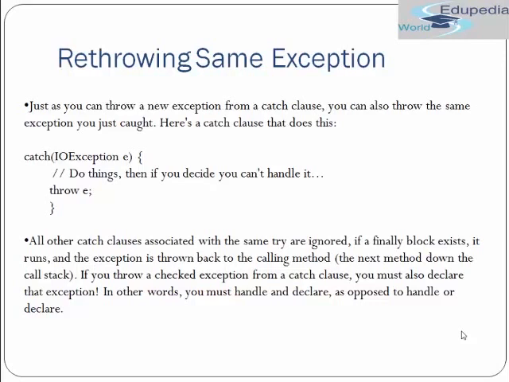The next method down the call stack. So in this case, the exception will be thrown back to the calling method. Although you are handling it in your catch clause, it will still be thrown to the calling method because you did throw e over here. If you throw a checked exception from a catch clause, you must also declare that exception. In other words, you must handle and declare, as opposed to handle or declare.